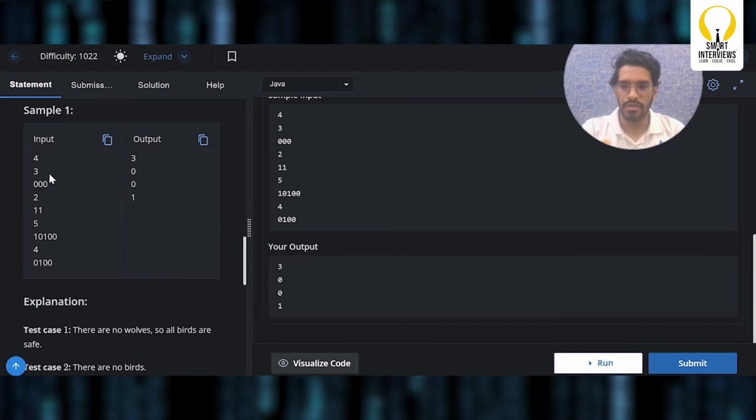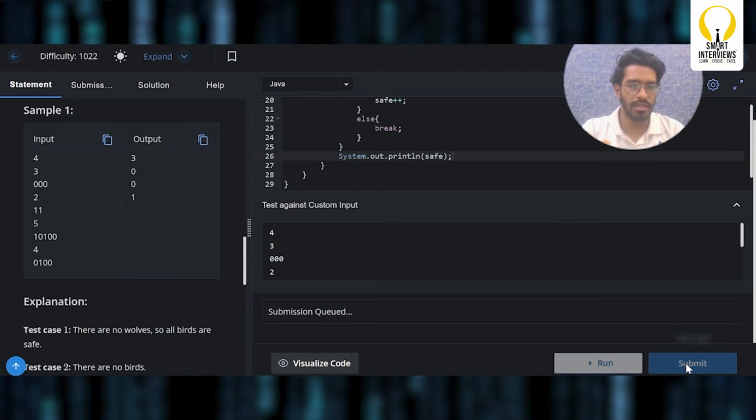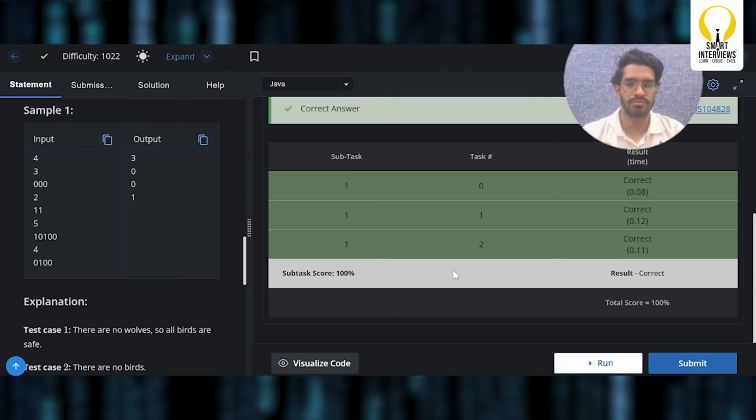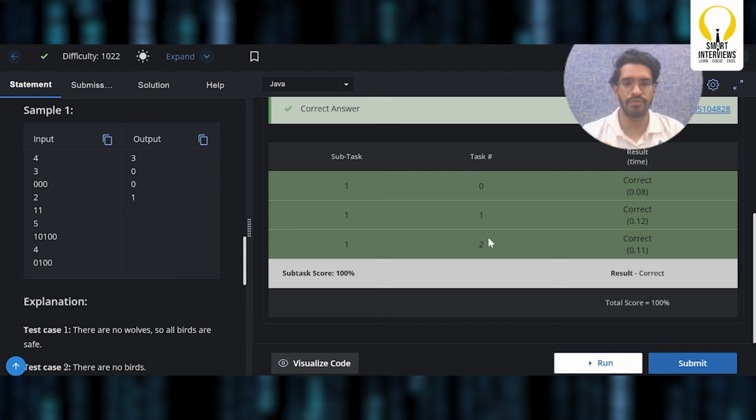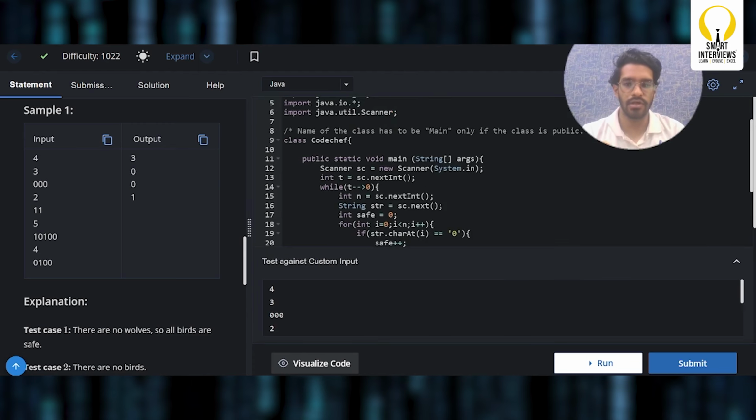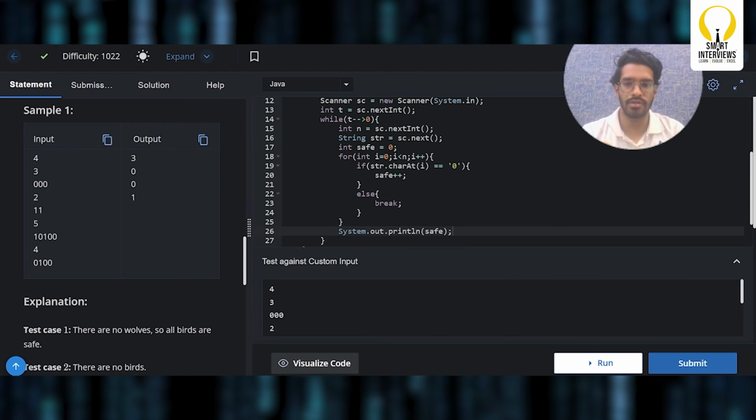So for the input that we have, our output should be 3001 and our output is 3001. Let us try submitting this. Right, as you can see, the solution is working as expected and we have passed all of the test cases. So if you understood the solution for this problem, let us move on to the next problem.